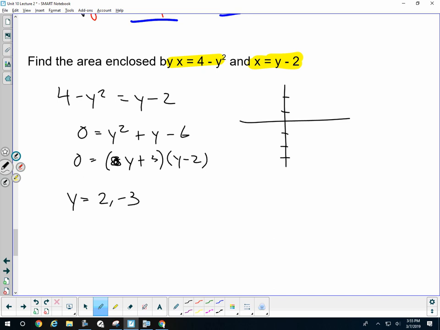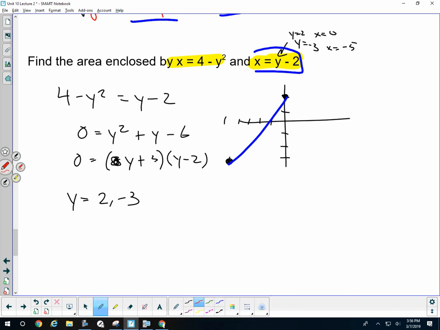I can plug in 2 and -3. I see when y is 2, x is 0. So I get the point 0, 2. When y is -3, x is -5. So I have the point -5, -3. Now, it's especially important here because you don't know what this looks like. We do know that this is a line, so I'm going to connect that, knowing that it's a line. It's just y equals x plus 2. Okay, so there's y equals x plus 2.